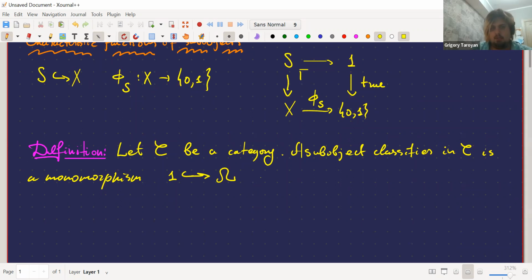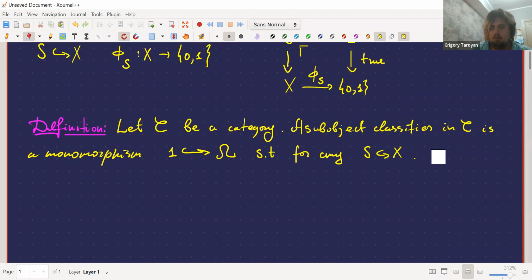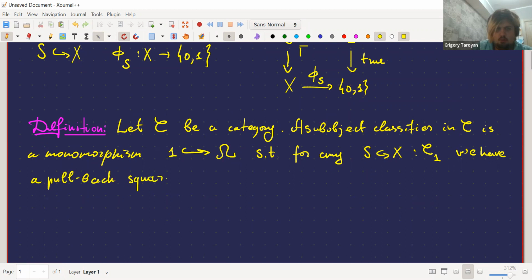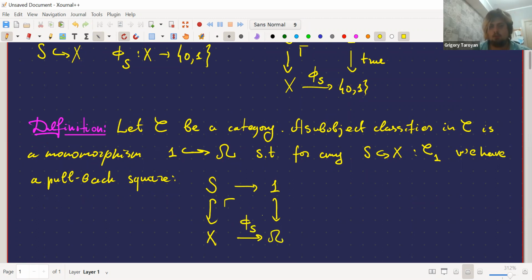And so this monomorphism should satisfy the following property: for any S and X in C, for any monomorphism S into X in C, we have a pullback square which looks like this. So we should have the following pullback square, meaning that there is this universal monomorphism which pulls back to any other monomorphism in a category.